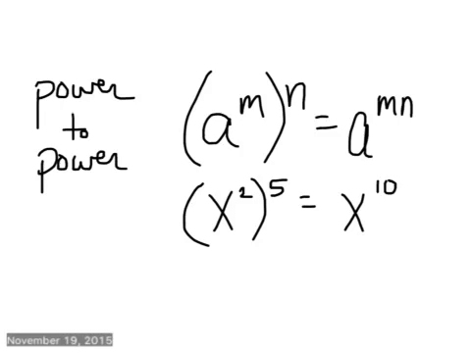If it would have been 10 squared to the 5th, you could have done 10 to the 10th, which is a number. Or you could have done 10 squared, which is 100, and then 100 to the 5th, if it's a number. But if it's letters, you just multiply the exponents and you're done. Okay? Do you remember these? Kind of, sort of?